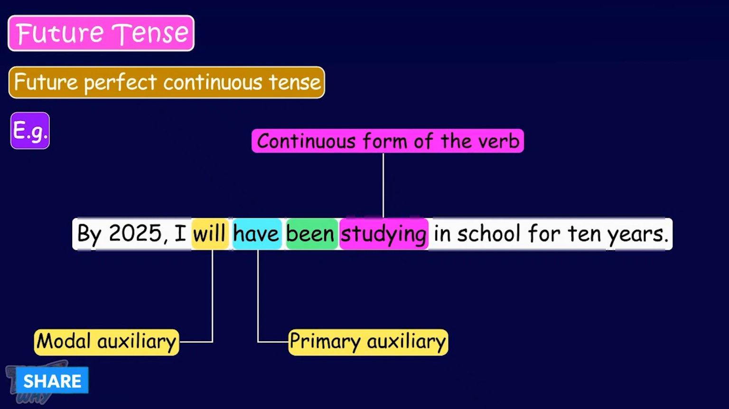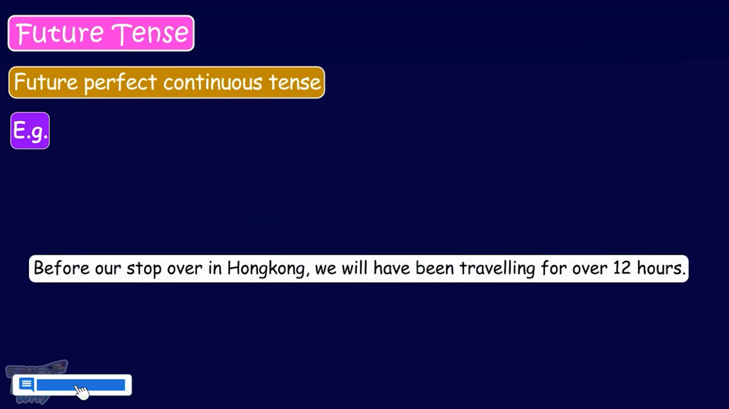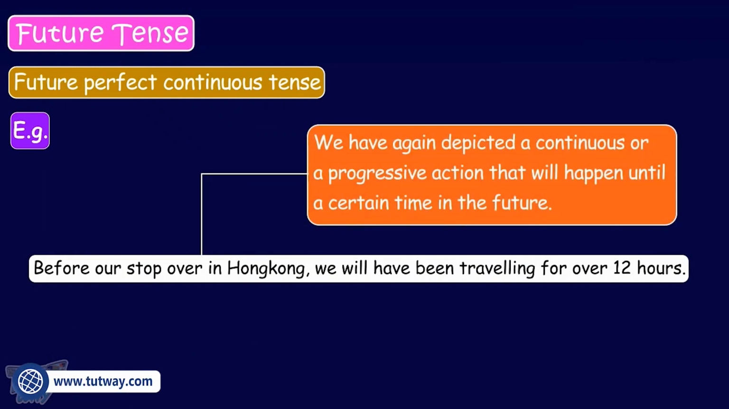Here we have another example. Before our stopover in Hong Kong, we will have been traveling for over 12 hours. We have again depicted a continuous or a progressive action that will happen until a certain time in the future.